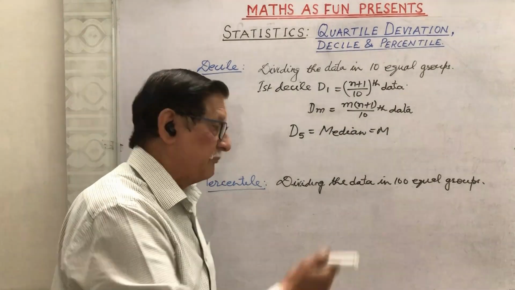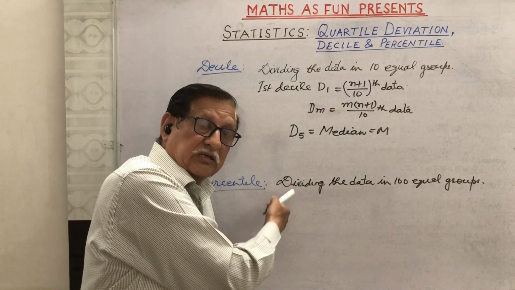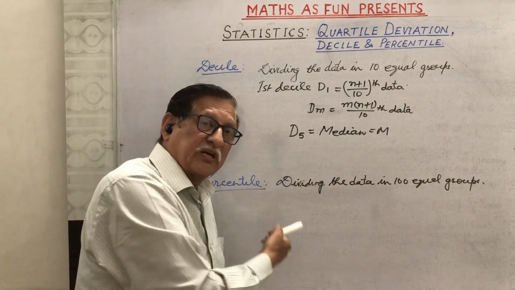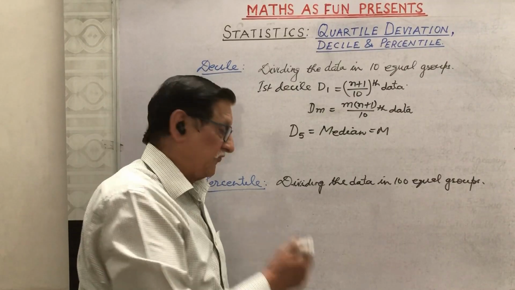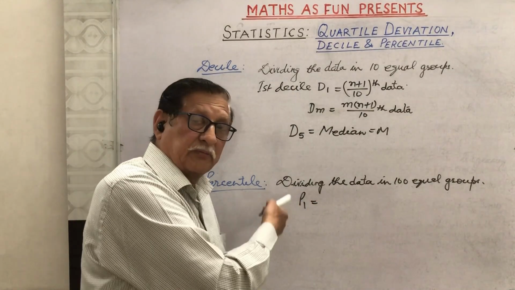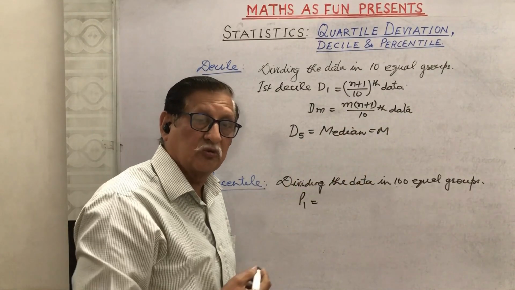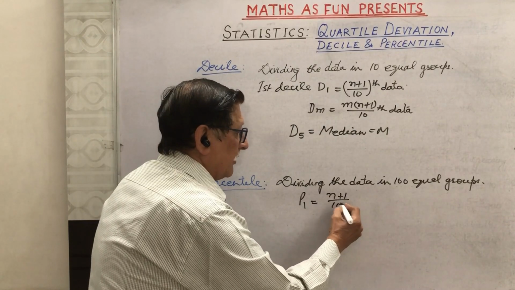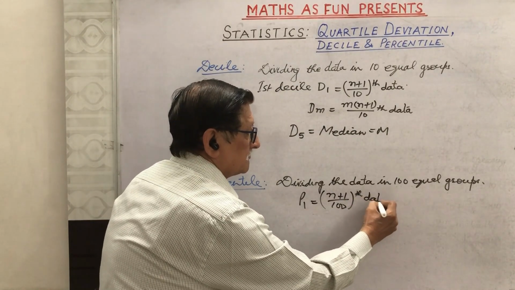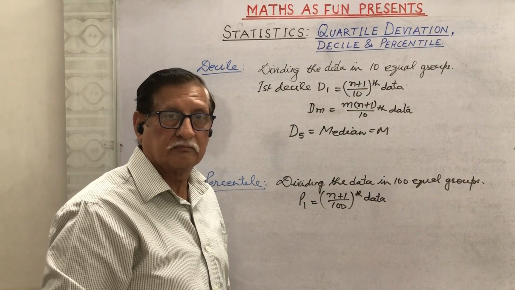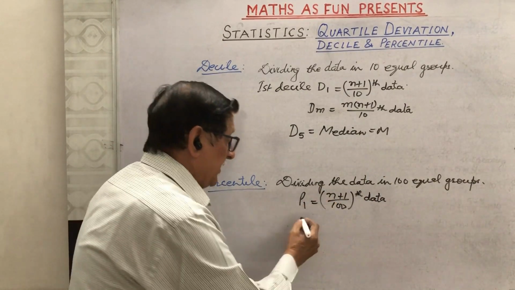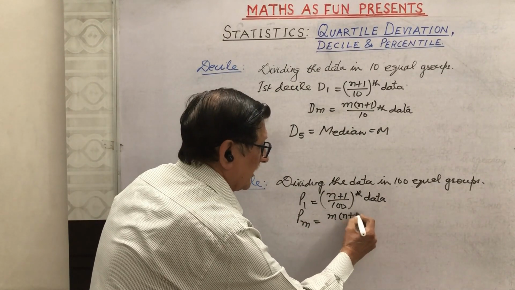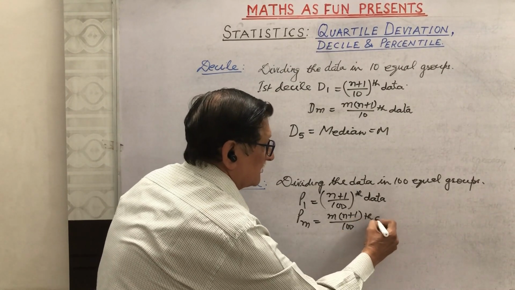Then percentile. Percentile means 100. If we divide the data after arranging in the ascending order in 100 equal parts, then we get the percentiles. The first percentile is represented by P1, and so on, P2, P3, and so on. P1 will be represented by n plus 1 by 100th data. And so on. Pm, the mth percentile, will be given by m into n plus 1 by 100th data.